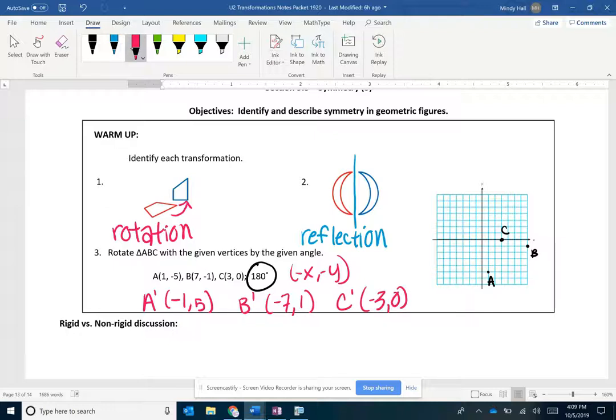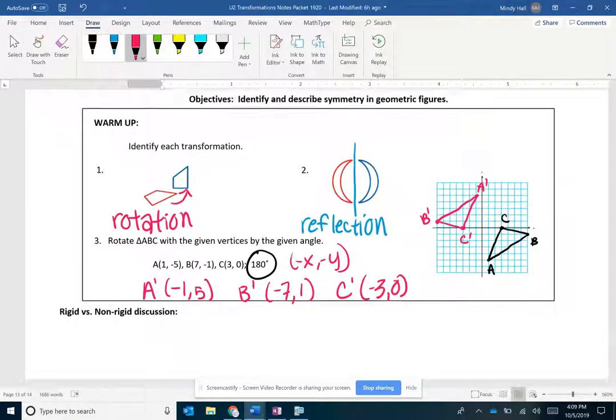So then if I plot these on the graph, oops, I didn't connect my dots for my other one. My bad. But plotting A prime, -1, 5 would be up here. B prime is at -7, 1, and C prime is at -3, 0. And then you'll notice that when it is all done, it looks like we have rotated around the origin. And remember, because I had that distance with the origin to my first triangle, it's going to have that same distance on the other side when it's 180 degrees.